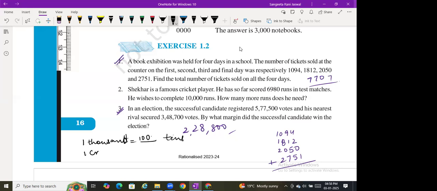Now I'll ask Adya. 1 crore is how many lakhs? 10. 1 crore is 100 lakhs, okay. Now I'll ask Trilokya. 1 lakh is how many hundreds?